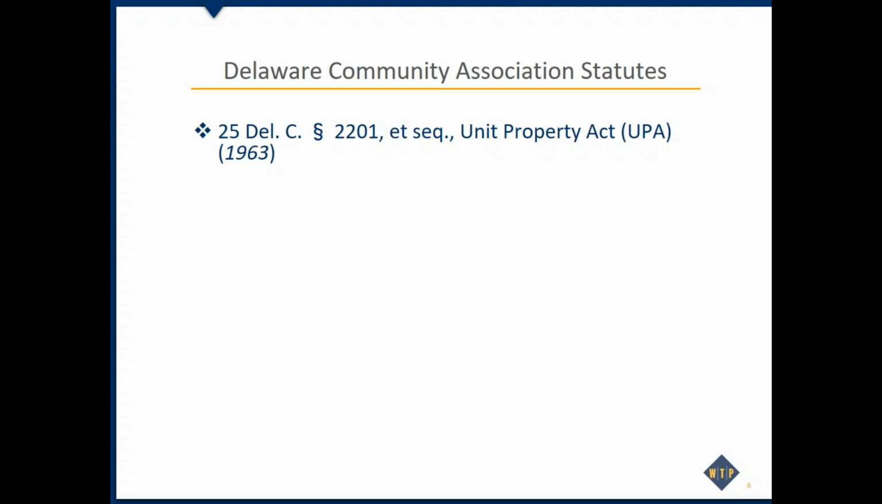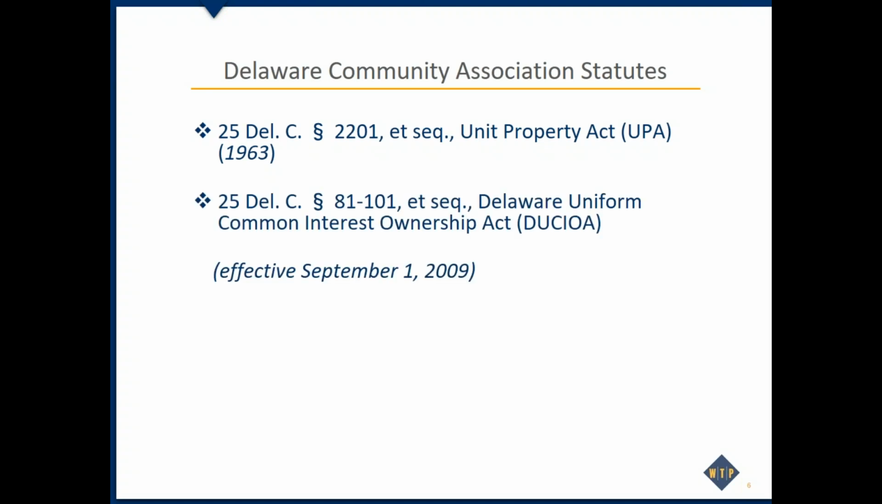So if in the mid to late 60s you wanted to create an HOA, there was no statute in Delaware that applied to you. This only applied to condominiums. The next statute that we have is the DUCIOA or DUCIOA, depending on how you want to pronounce those vowels. That's the Delaware Uniform Common Interest Ownership Act, and it was adopted effective September of 2009.